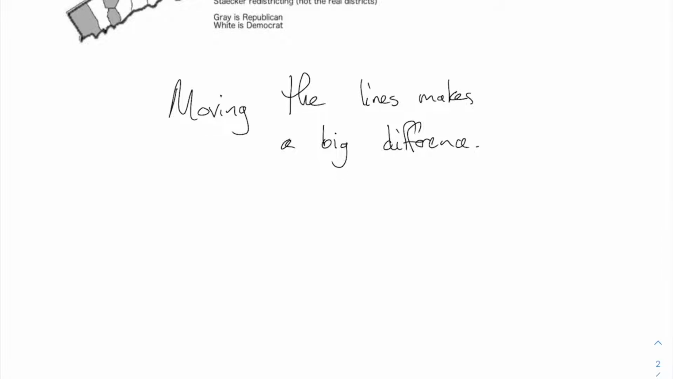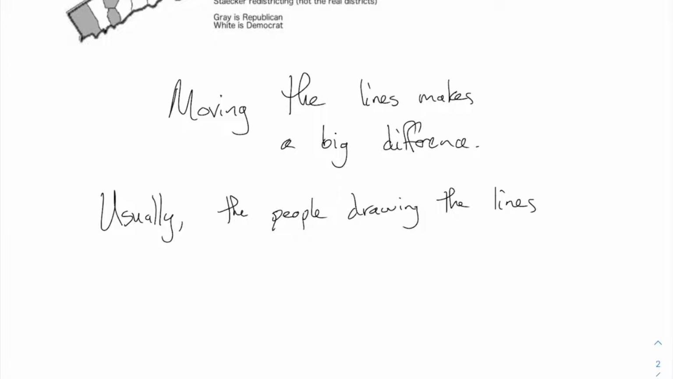And I will say usually the people drawing the lines are not neutral. Right? These lines are drawn by politicians who are trying, at all times, to benefit their own party. All right. So this is a big deal.